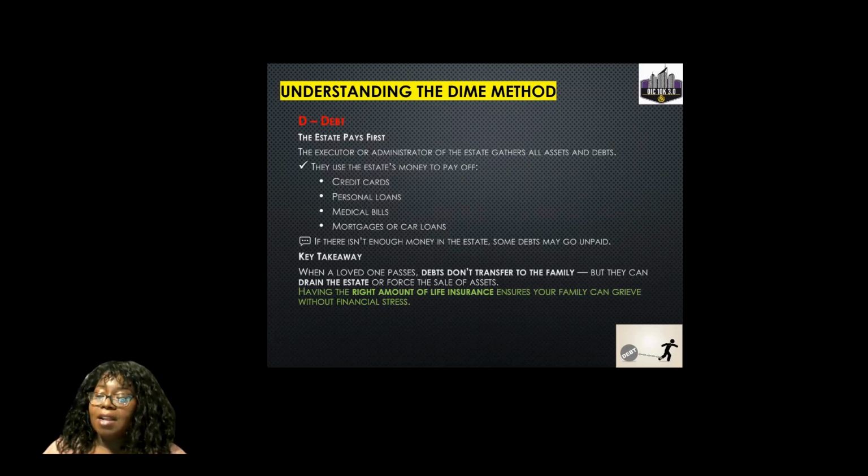So having the right amount of life insurance ensures that your family can grieve without financial stress, and that makes a huge difference. So that covers the debt portion of the DIME to make sure that you have that properly protected with the amount of life insurance that you are talking to your insurance agent or your financial advisor to know what is my actual number.